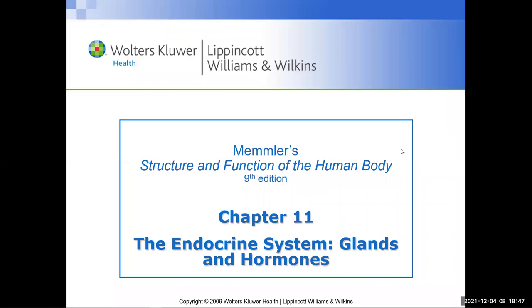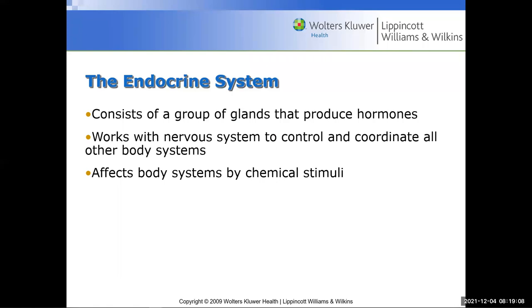Okay, great. So when we look at the endocrine system collectively, it consists of both glands and hormones. It's a group of glands that produce these hormones, and they work with the nervous system to control and coordinate all other body systems. So in terms of how they effect a change, they affect body systems through chemical means, and this effect changes which occur at the level of the glands themselves.